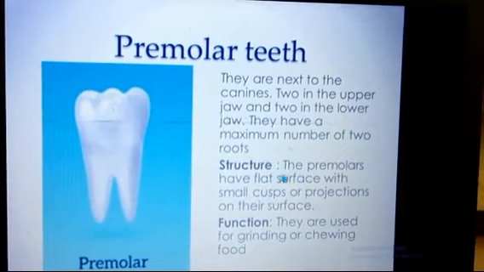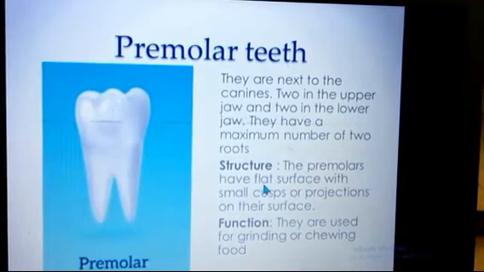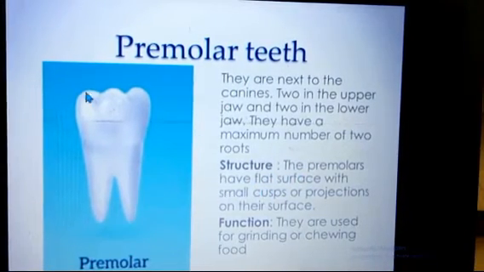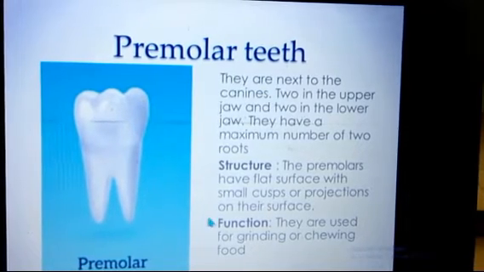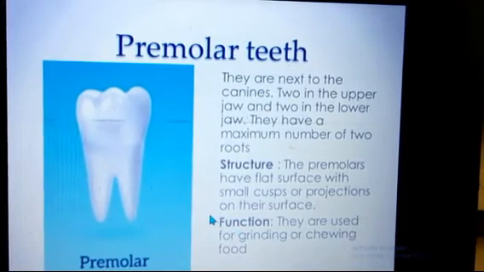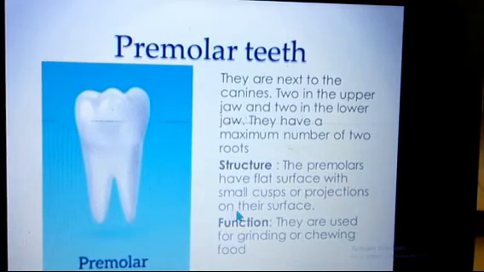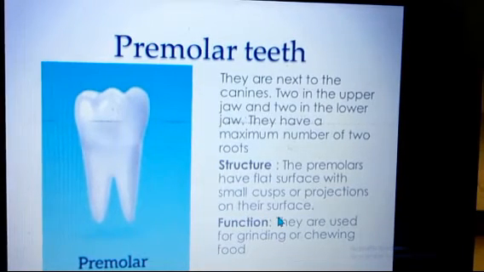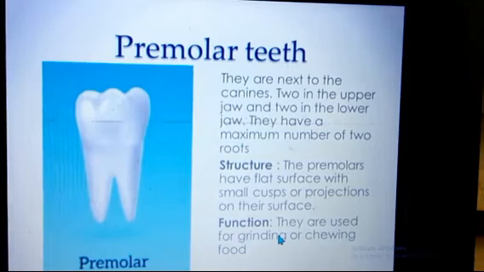Its structure is such that they have a flat surface with small cusps. So these are the cusps. With the projections on the surface. So these are the projections. And they use this type of teeth, which is the premolar, for grinding or chewing food.